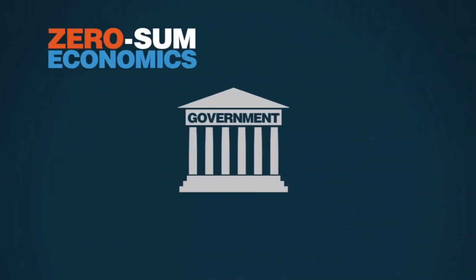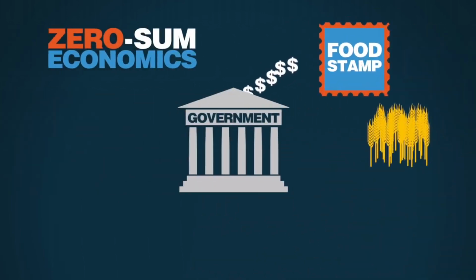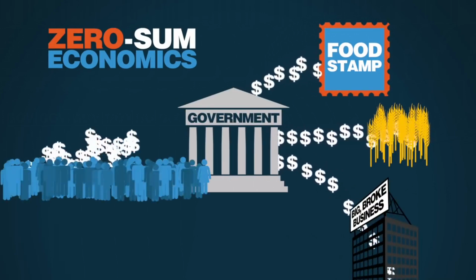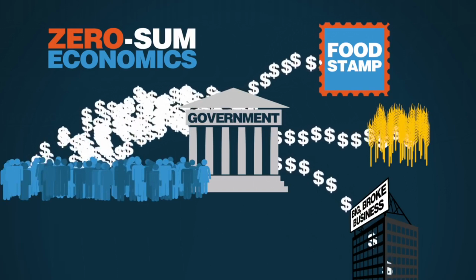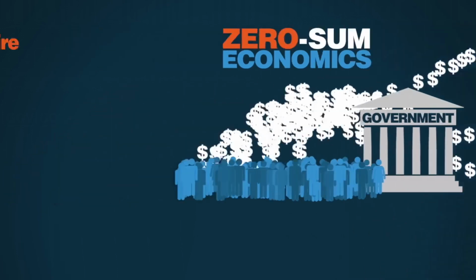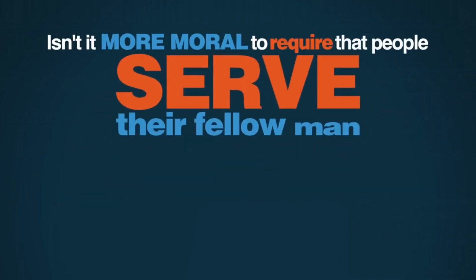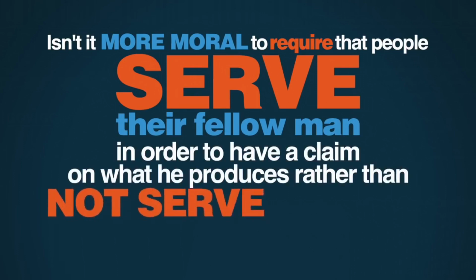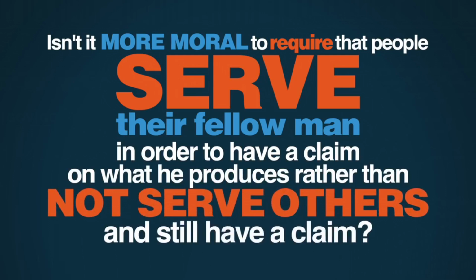Ironically, it's the government, not the free market, that creates zero-sum games in our economy. If you use the government to get a food stamp, a farm subsidy, or a business bailout, you will benefit, but at the expense of your fellow citizens. Isn't it more moral to require that people serve their fellow man in order to have a claim on what he produces, rather than not serve others and still have a claim?